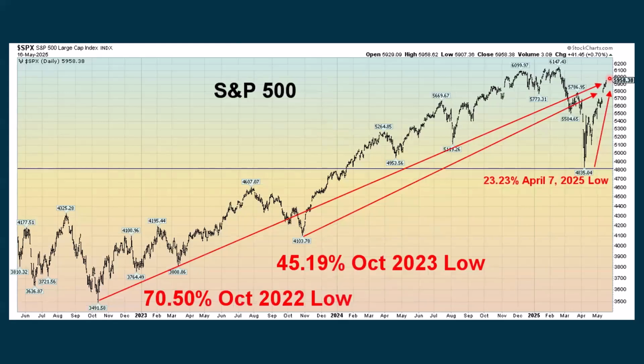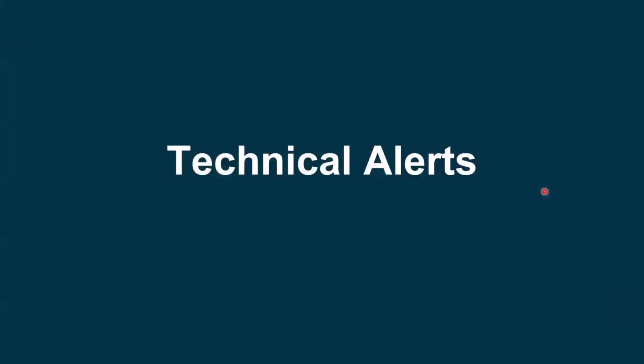Then I added a new part to this chart. This is just for information. Based on Friday's close, we're up 70.5% from the October 2022 low. Then we're up 45.19% from the October 2023 low. And right now, we don't know if this is the yearly low, if it's a major low, because we could always come back down and test this again. But as of right now, we're up 23.23% from the April 7th low.